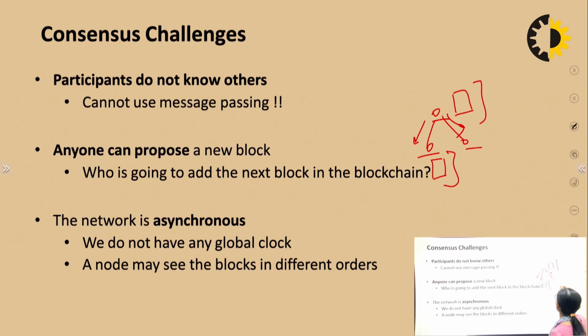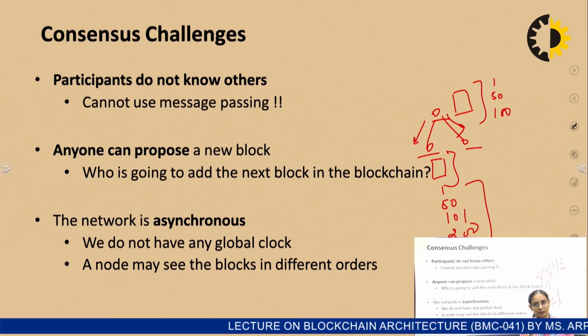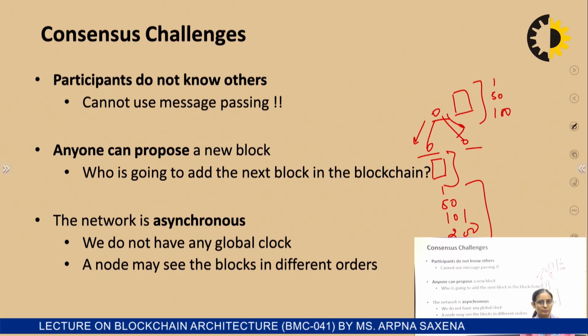Suppose this block contains the transaction numbers 1, 50 and then 100, and this block consists of the transactions 1, 50, 101 and then 200. Then which block is going to be added in the blockchain? This is an important decision to be taken, since both users have generated a block, and they are saying that their block contains the validated, verified transactions. So now the question comes, which is to be added to the network first.